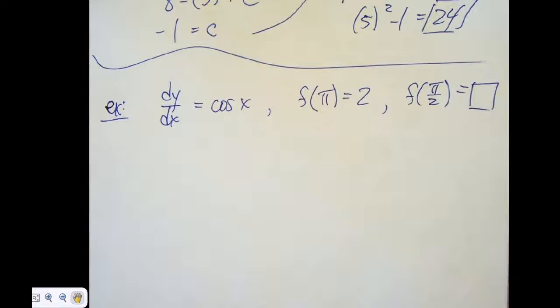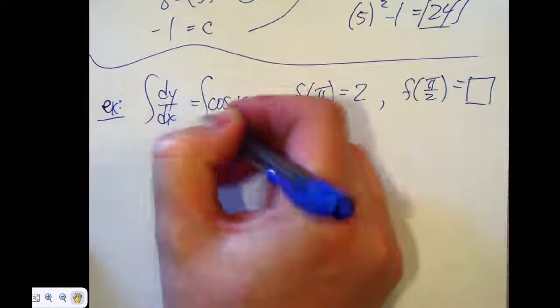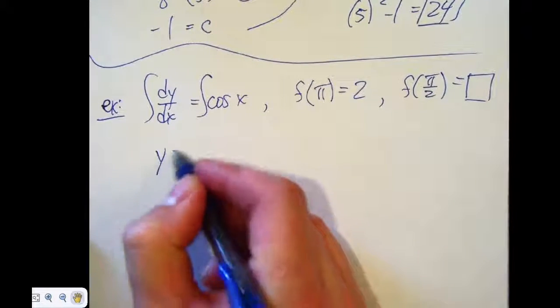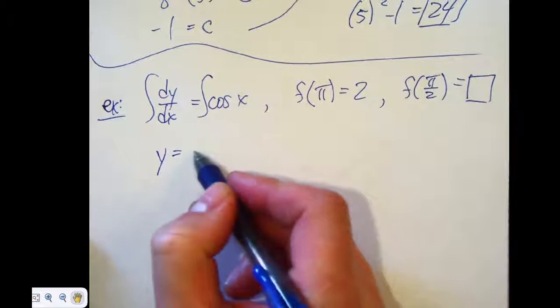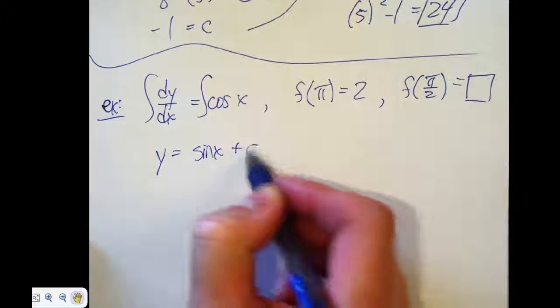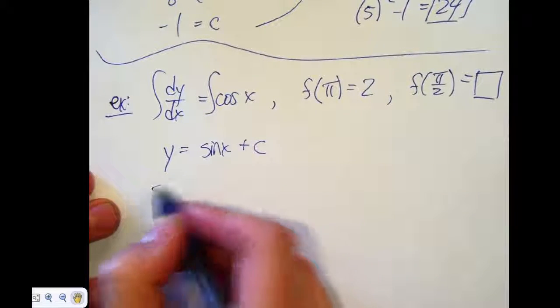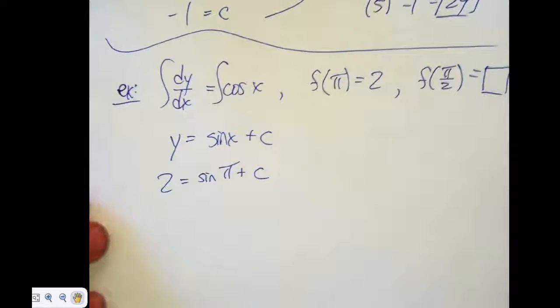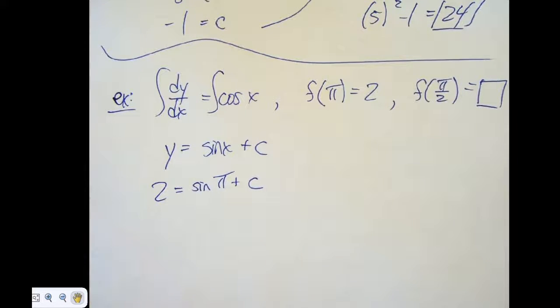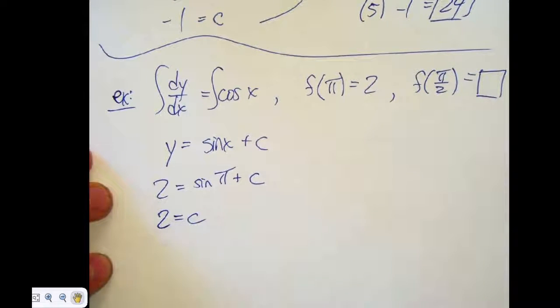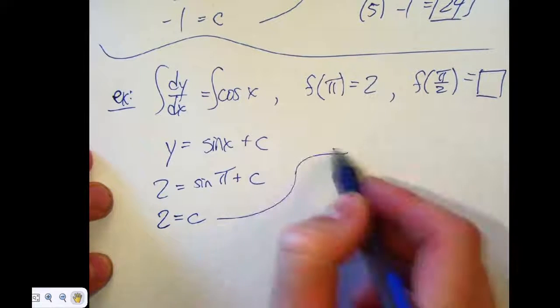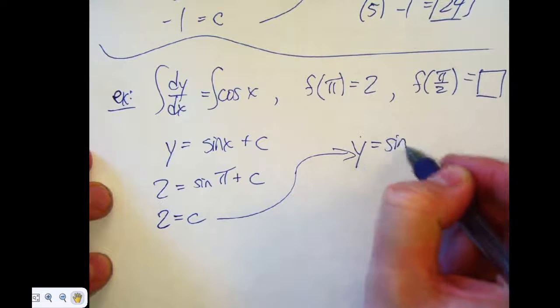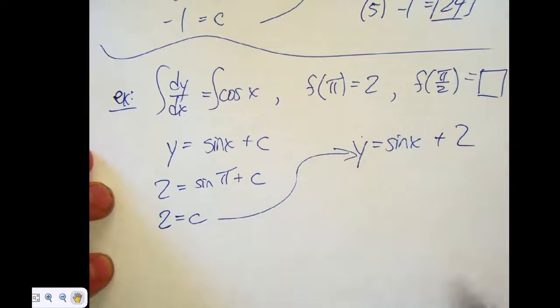Okay. So, integrate both sides. What's the integral of cos? Sine of x and then plus c, right? And then 2 is your y value, pi is your x value. So what's sine of pi, the y value at 180 degrees? 0. So that just says 2 equals c, right? So then I write the better version. Now it's sine of x plus 2.